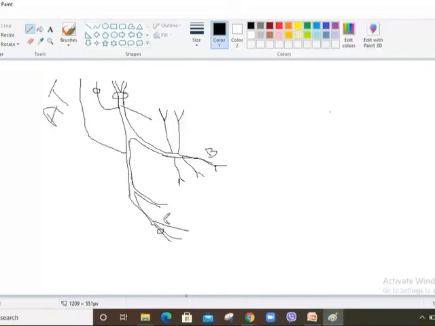Now nerve to mylohyoid will supply the anterior belly of digastric muscle and the mylohyoid muscle. And the final branches that will come from the infraalveolar nerve, the last terminal branches, is the mental one. Mental branches. So this is all about the mandibular nerve.